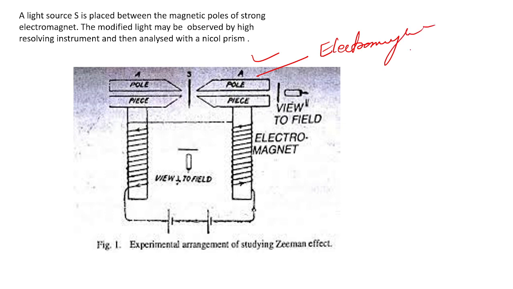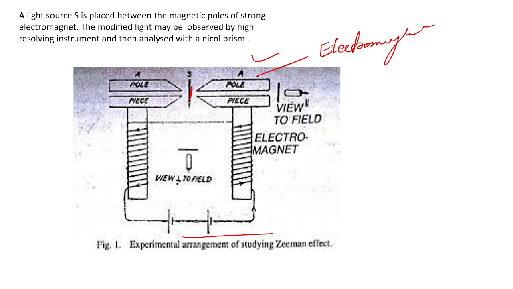Okay, these are electromagnets and these are connected with the electricity source. One advantage of an electromagnetic source is that you can increase and decrease the magnetic strength by the variation of current, okay. So this is S, here is your source of the atoms, and here is the observer.